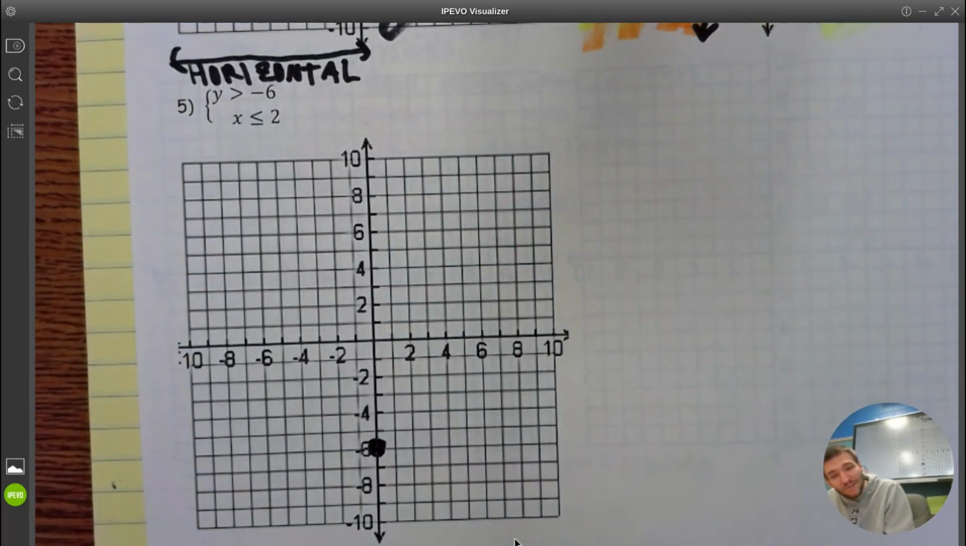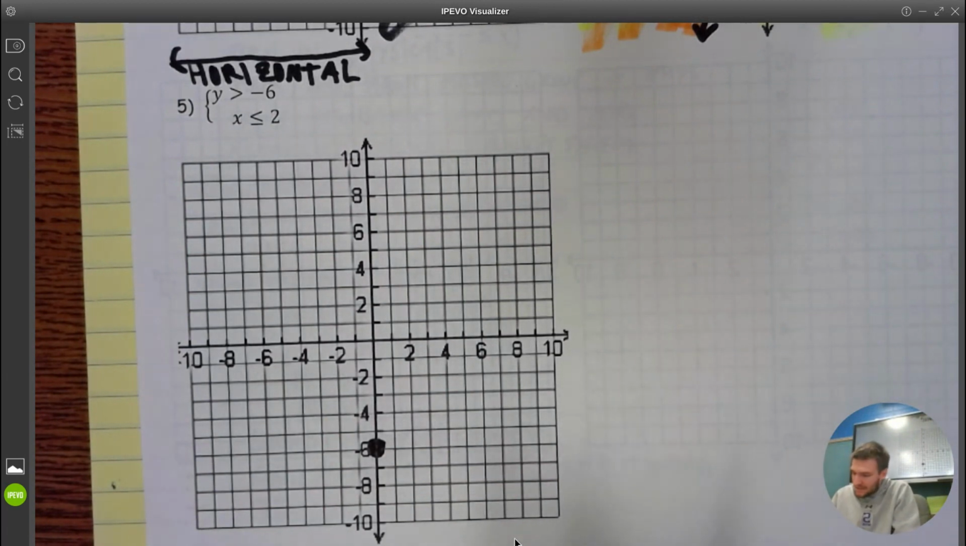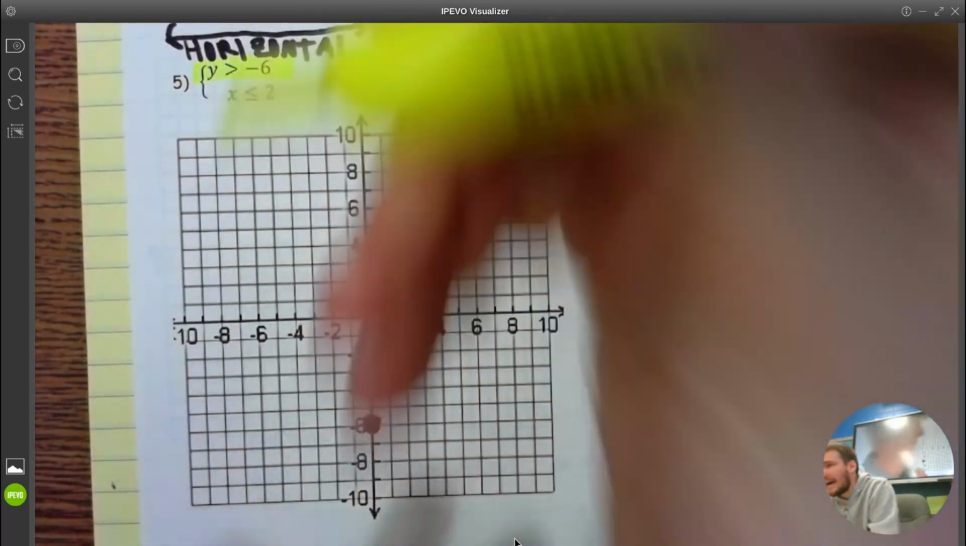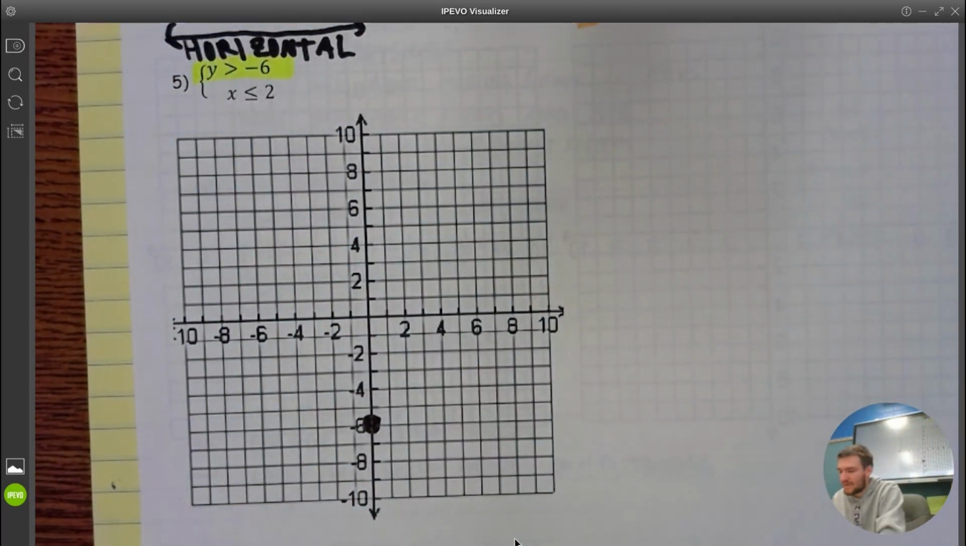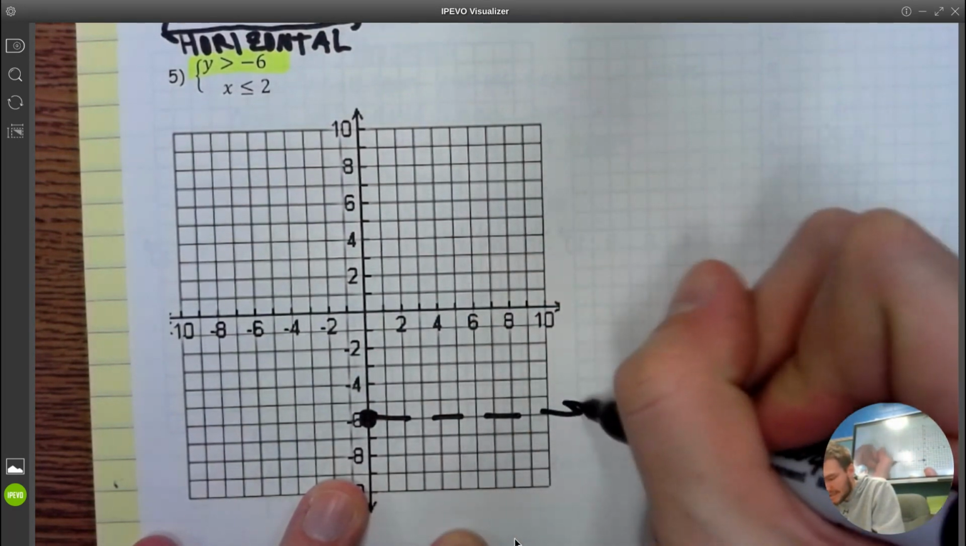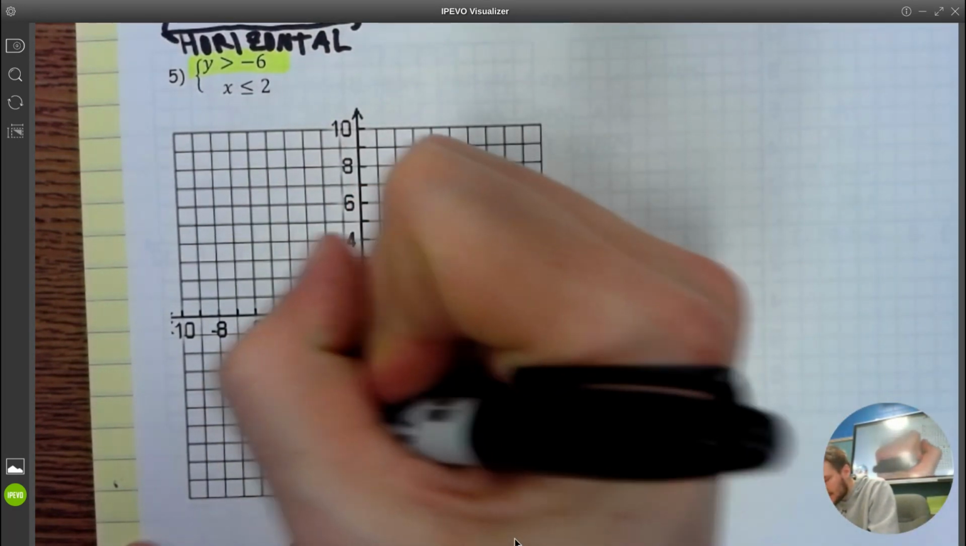And before I draw the line, wait. Is this one going to be solid or dashed? If I look at this top line, I see no equal to, so it is going to be dashed. Dash, dash, dash, dash, dash.